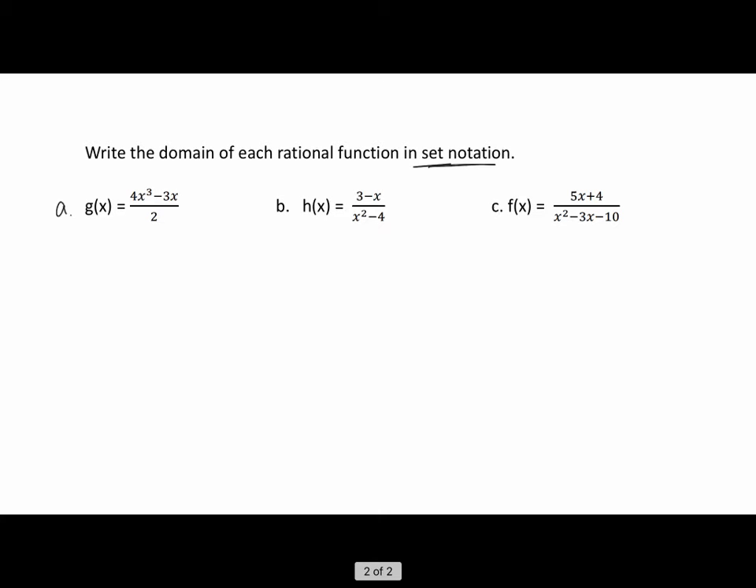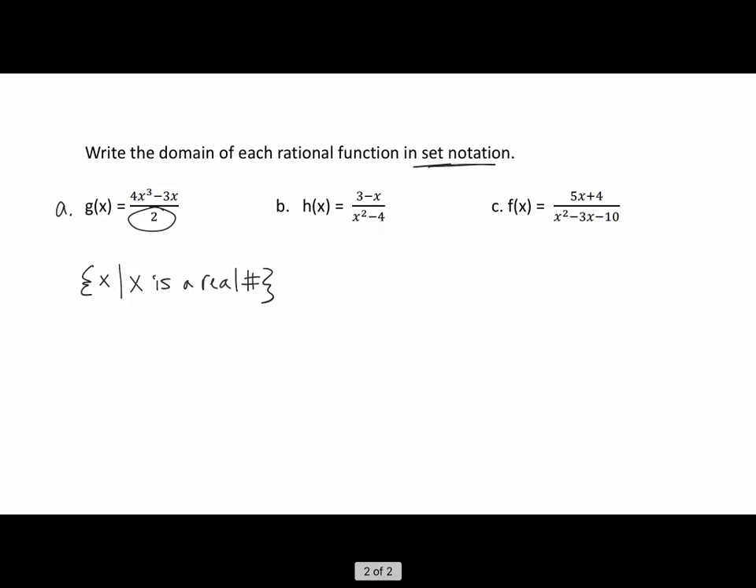So our first example here, g of x is 4x cubed minus 3x over 2. So I'm basically looking at the denominator only, and I want to see where this equals 0. 2 will never equal 0, right? There's no variable to solve for, so that means that the domain is the set of x such that x is a real number. And I'll just write it like that to make it shorter. There's no restrictions. x can be any real number, and this function will be defined.